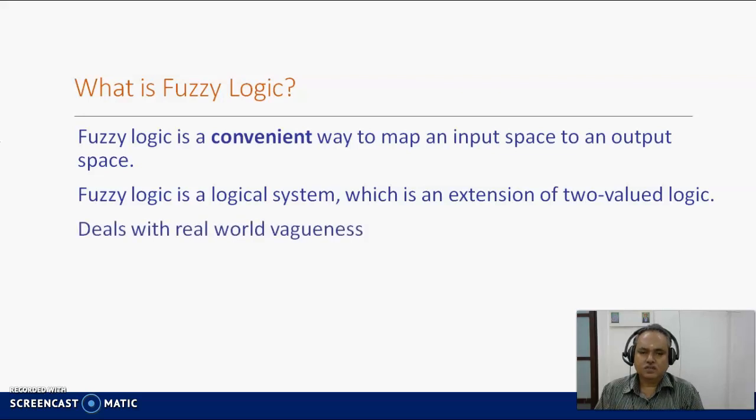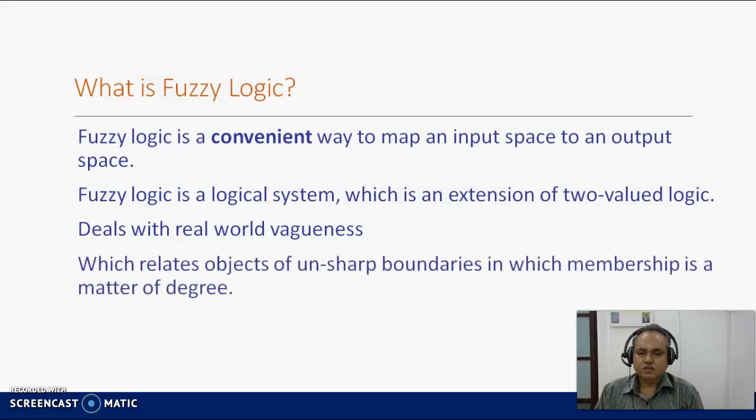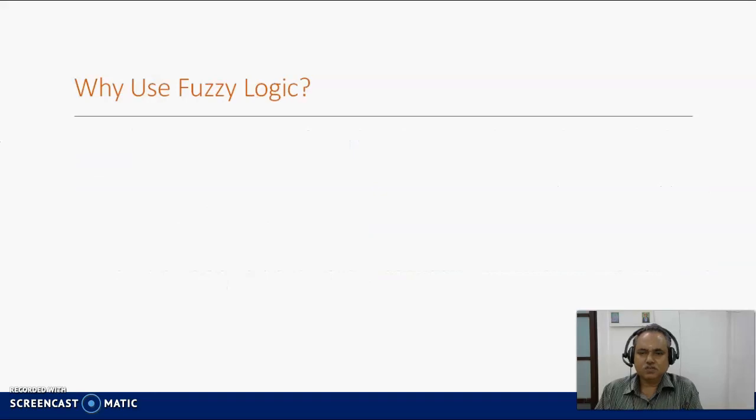It can deal with real-world vagueness. Wherever the problem consists of vagueness or uncertainty, where we are unable to decide upon certain factors or tell precisely, those factors are called uncertainty, and fuzzy logic is a better tool to deal with the uncertainty present in the problem. Fuzzy logic relates objects of unsharp boundaries in which membership is a matter of degree. So if the boundary is not sharp, then you can use fuzzy logic.